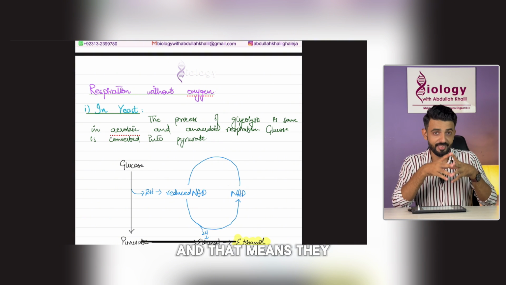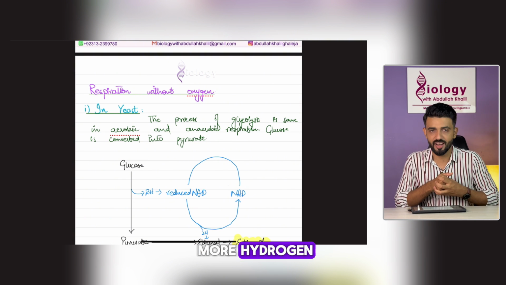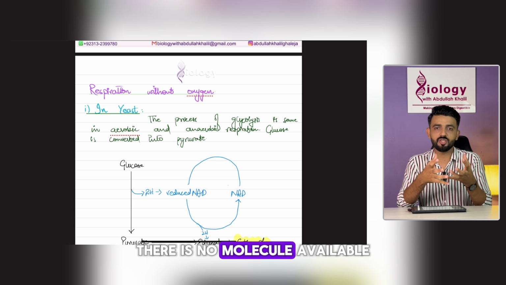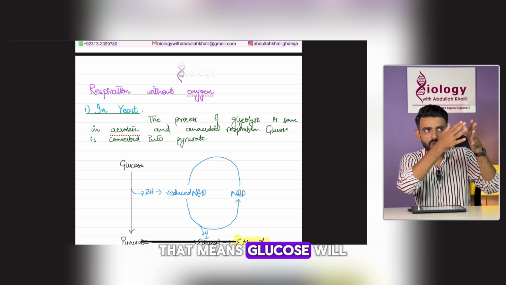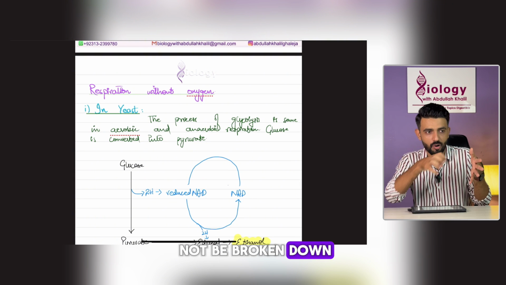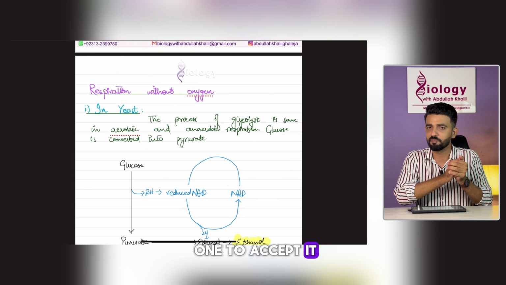And that means they are already occupied with hydrogen. They cannot accept any more hydrogen. There is no molecule available. There is no acceptor for hydrogen. So that means glucose will not be broken down. Glucose will not be releasing hydrogen because there is no one to accept it.